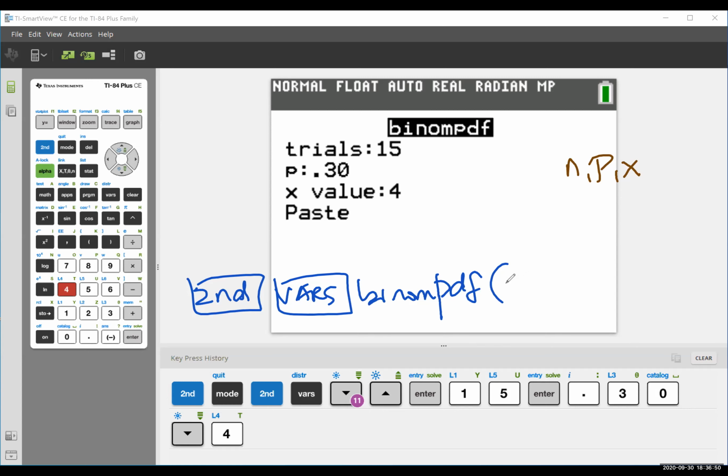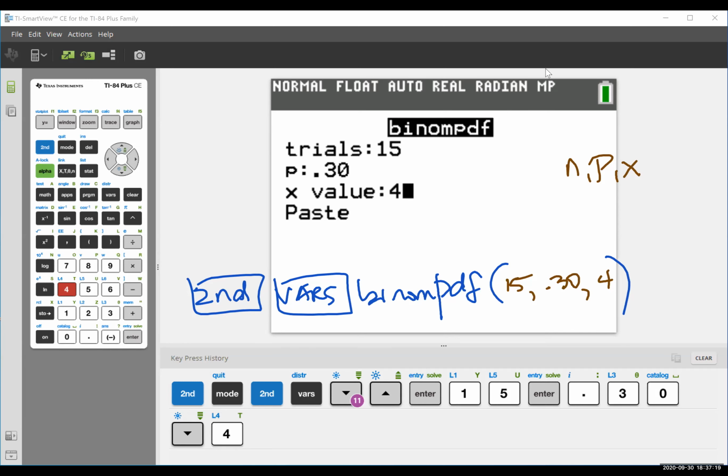Your N is 15, comma. Don't forget comma is above 7. So 15, comma, and then probability is 0.3, comma, your X, probability of 4, so this is 4. Then close parenthesis, enter, you will get the answer. Thank you so much. Okay, no problem.